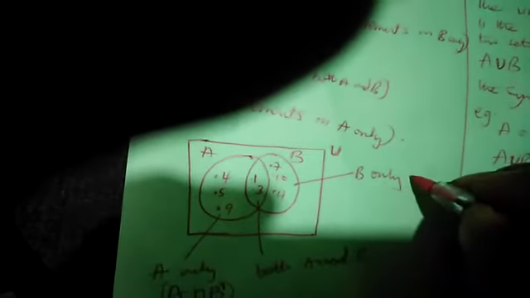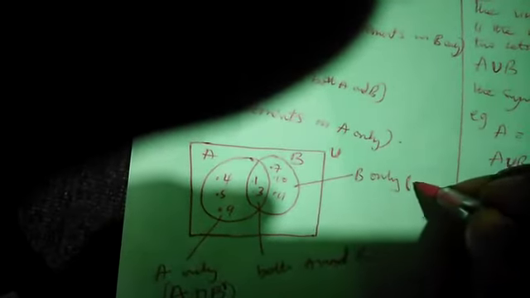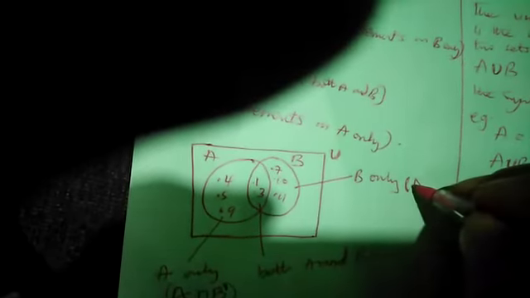So when representing it, it shall be represented as A intersection B prime. We want A only, so we put the complement on B, meaning we don't need B. B is not included. See how that of B only will also be represented.